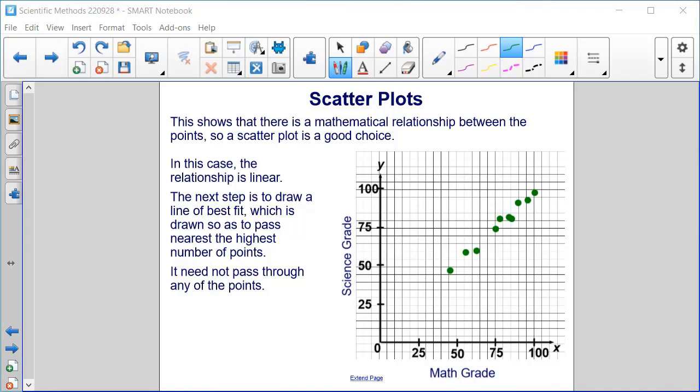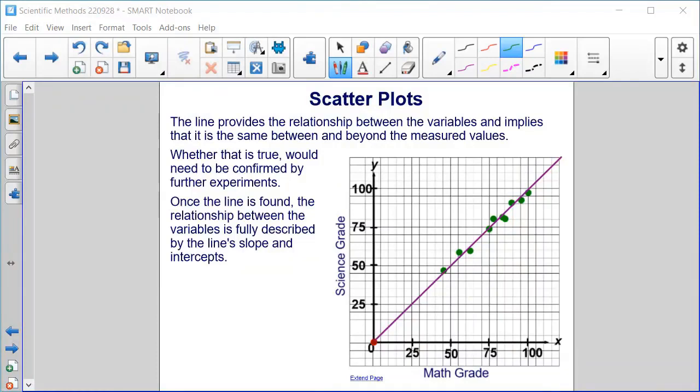The next step is to draw a line of best fit, which is drawn so as to pass nearest the highest number of points. It need not pass through any of the points. The line provides the relationship between the variables and implies that it is the same between and beyond the measured values. Whether that is true would need to be confirmed by further experiments. Once the line is found, the relationship between the variables is fully described by the line's slope and intercepts.